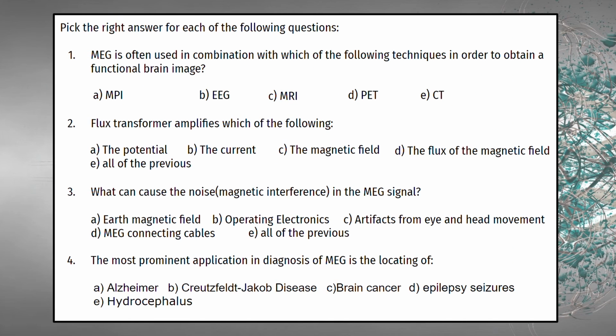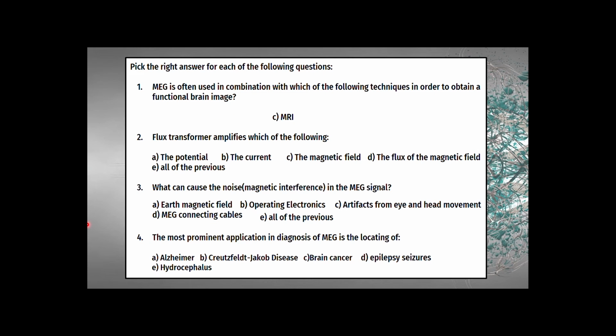First question. MEG is often used in combination with which of the following techniques in order to obtain a functional brain image? And the answer is MRI.